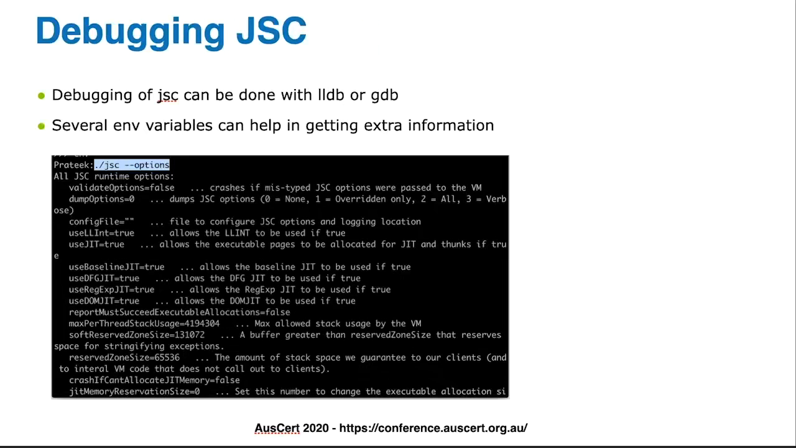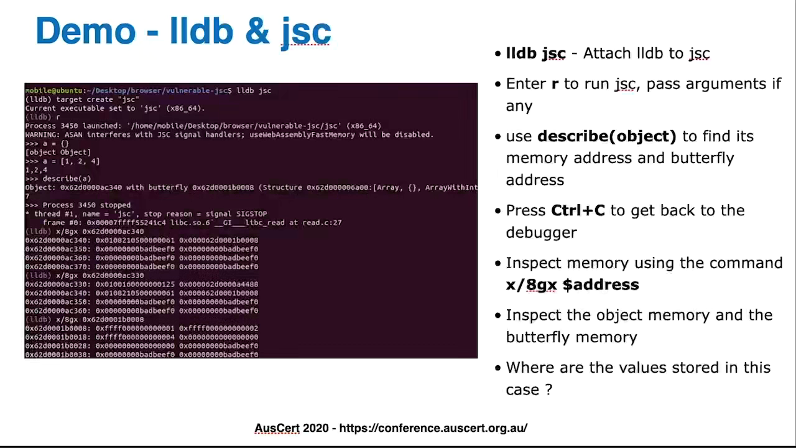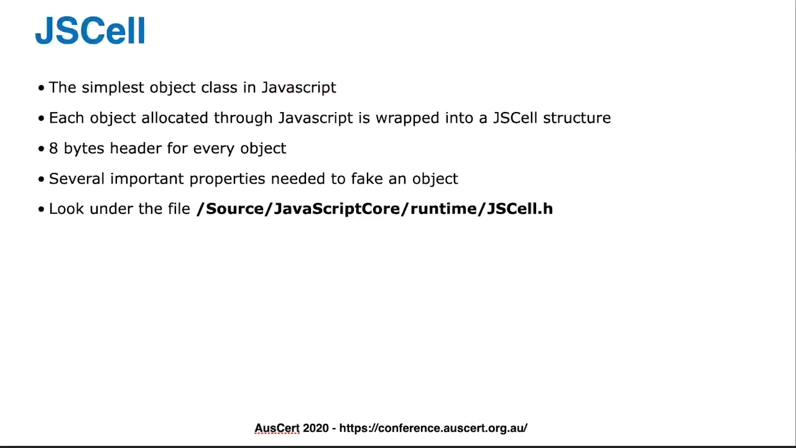This is how you debug JavaScript code. Debugging of JavaScript code can be done using either LLDB or GDB, depending on which platform you're running it on. You can also set several environment variables that can help you in getting a lot of information, as you can see in the image below. So here are some examples on how you can debug JavaScript code using LLDB on a Linux machine.